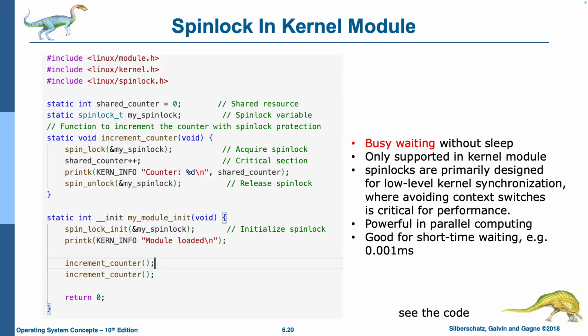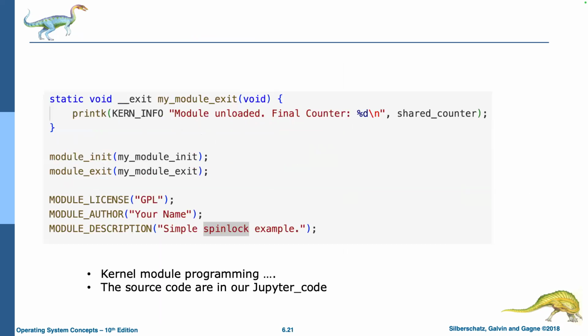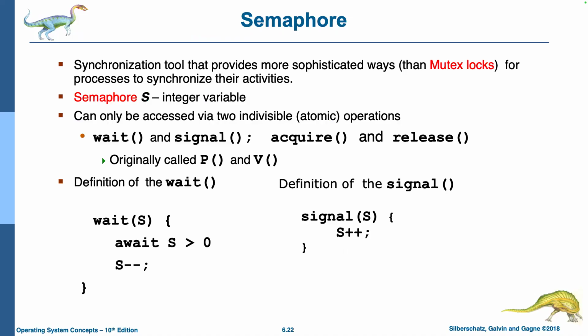Here is a spin lock in kernel mode. I just show a spin lock. Spin lock is busy waiting. I only picked some important parts to show here, and I have the full source code. It's busy waiting. It must be running in the kernel. Okay.